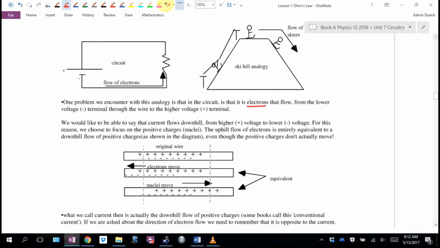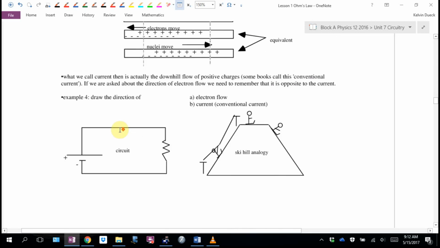So, first of all, we're going to focus on the positive charges, the nuclei. The uphill flow of electrons is mathematically the equivalent to the downhill flow of positive charges. An electron moving to the left, Sam, is the same as a proton moving to the right. Even though I know the protons don't move, I'm going to pretend they do. So, what we call current is the downhill flow of positive charges. In fact, some books will call this conventional current. And if we're ever asked about electron flow, electrons will flow from negative to positive.